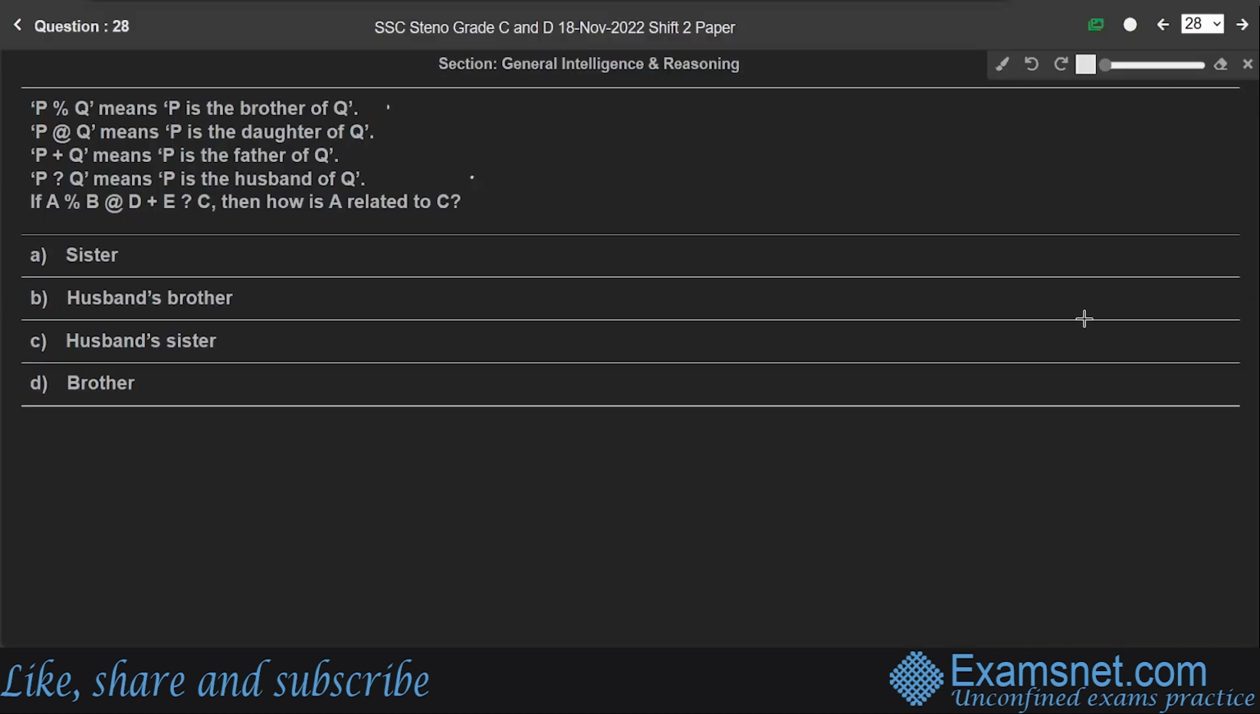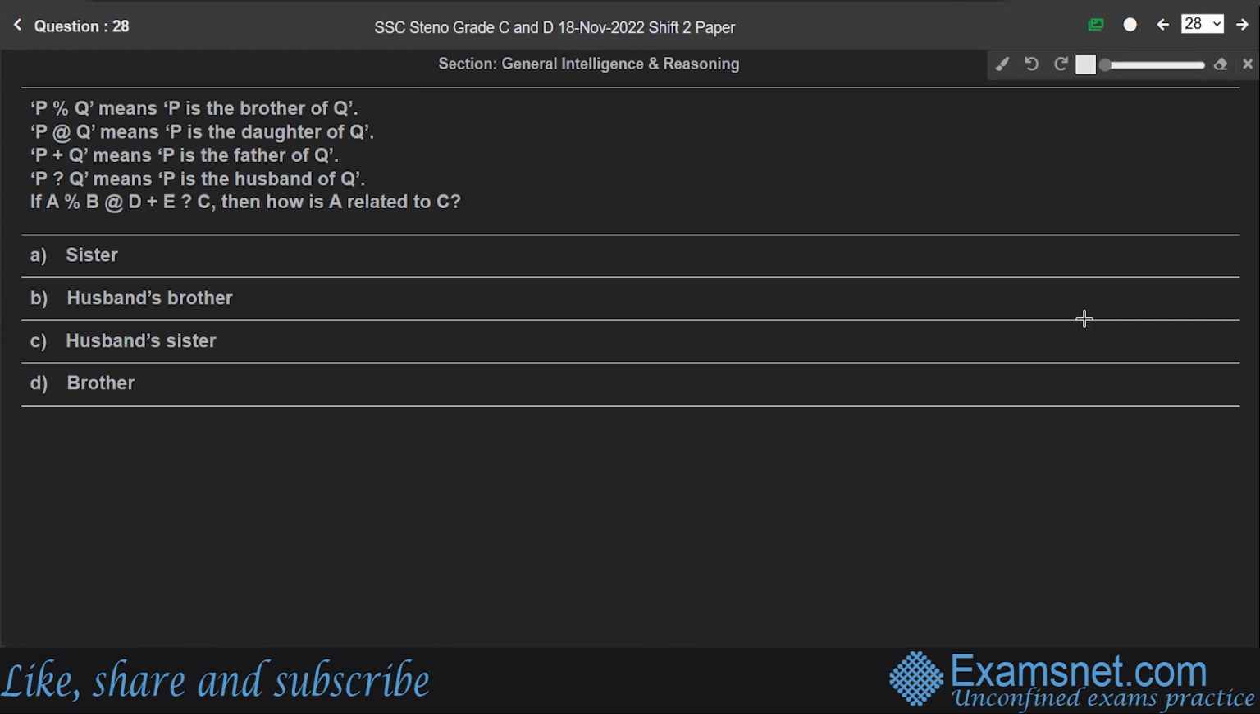Question 28. P percentage Q means P is the brother of Q. P at the rate Q means P is the daughter of Q. P plus Q means P is the father of Q. P question mark Q means P is the husband of Q. If A percentage B at the rate D plus E question mark C, then how is A related to C?